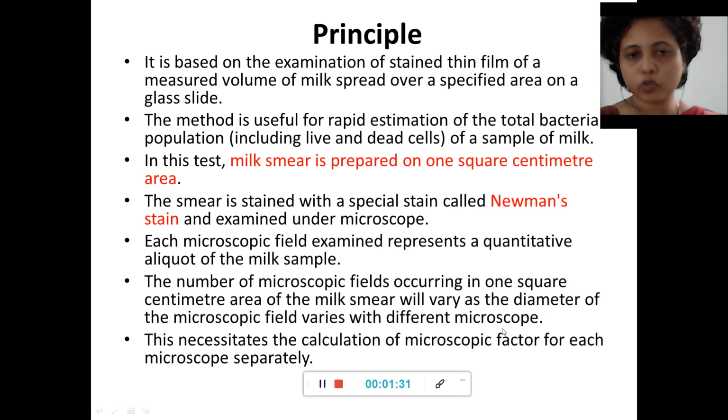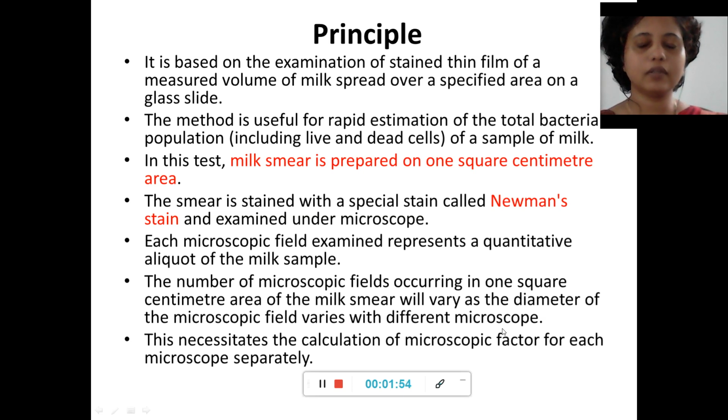And each microscopic field examined represents a quantitative aliquot of the milk sample. The number of microscopic fields occurring in 1 square centimeter area of the milk smear will vary as the diameter of the microscopic field varies with different microscopes, and this necessitates the calculation of microscopic factor for each microscope separately.